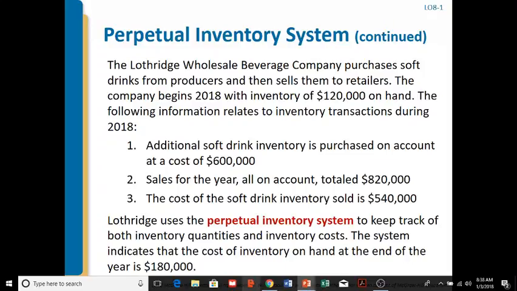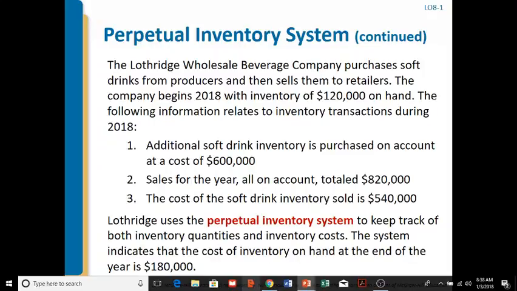So here we have an example. This beverage company purchases soft drinks from producers and then sells them to retailers. They begin with an inventory of $120,000 on hand, and during the year of 2018, they had purchased an additional amount of inventory costing $600,000. So essentially, during the year, they have $720,000 worth of inventory available for sale.